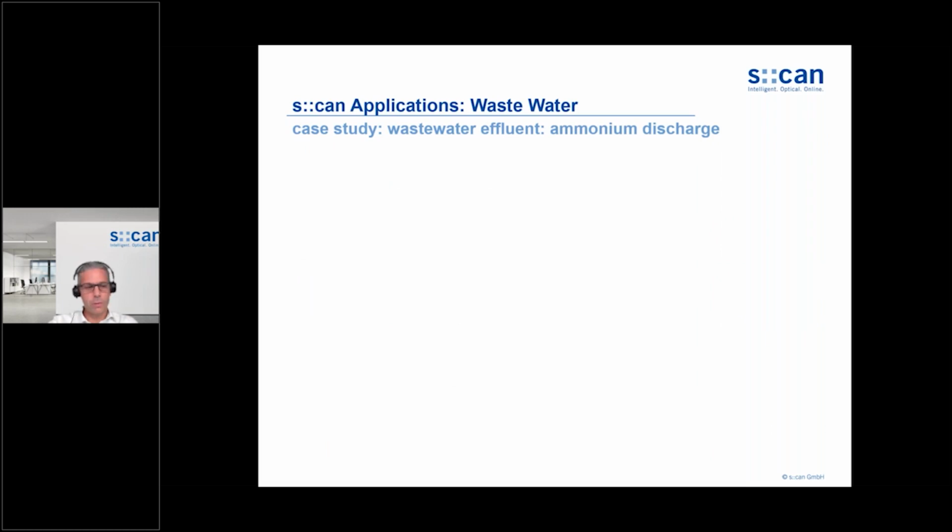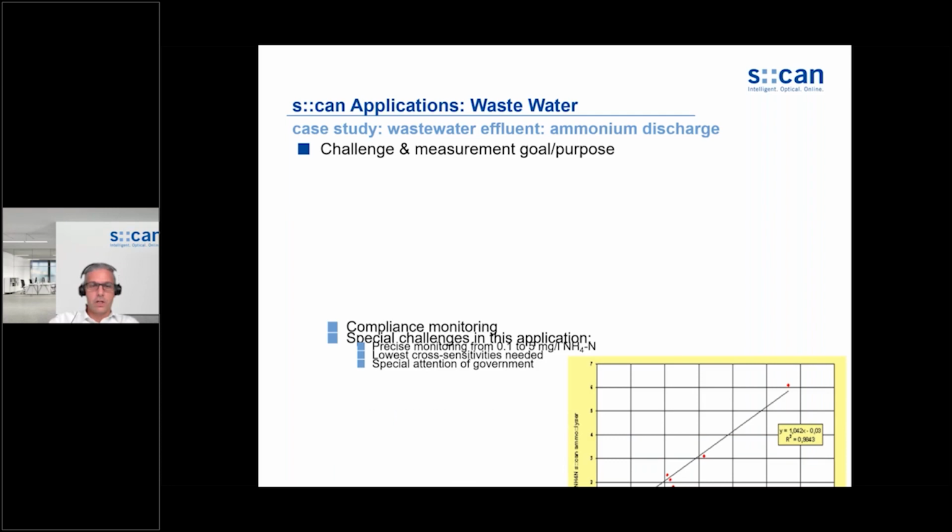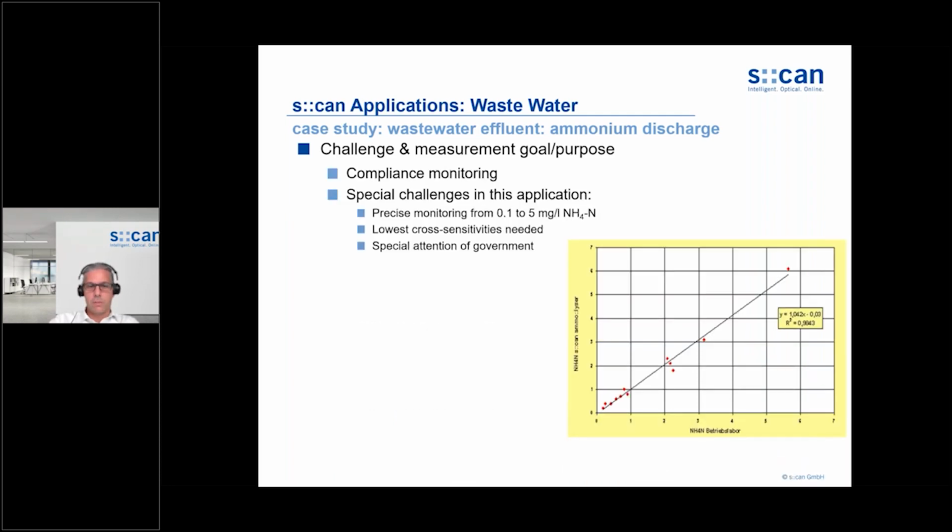We also prepared a case study for this application, and this is ammonium discharged to waters. The challenge and the goal in this application is compliance monitoring driven by the government. The special challenge is to precisely monitor between 0.1 and 5 ppm ammonia. Therefore, lowest cross sensitivities are needed, and the government is looking at this very carefully.